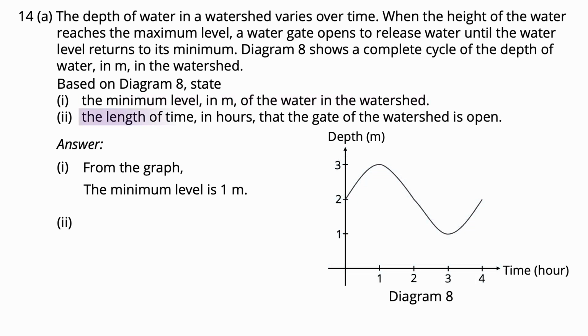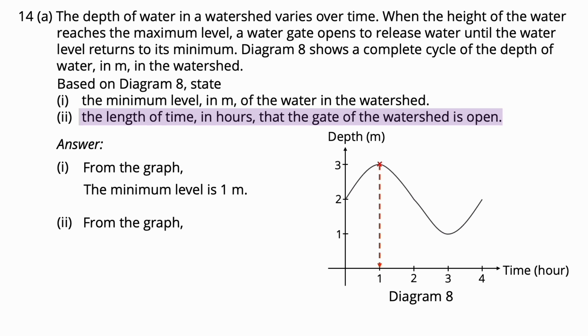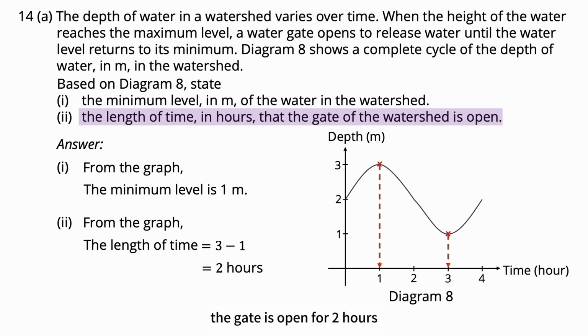2. State the length of time, in hours, that the gate of the watershed is open. This means how long is the gate open? From the graph, the gate opens when the water level is at its highest, at 1 hour, which is 3 meters, and closes when the water level is at its lowest, at 3 hours, which is 1 meter. The length of time is 3 minus 1. Therefore, the gate is open for 2 hours.